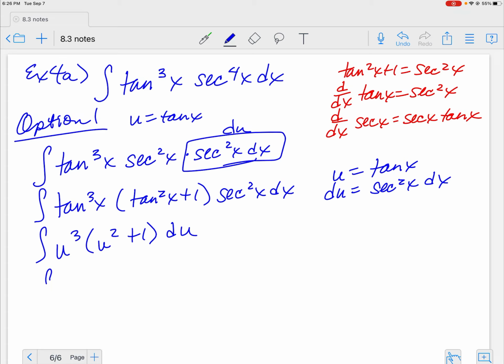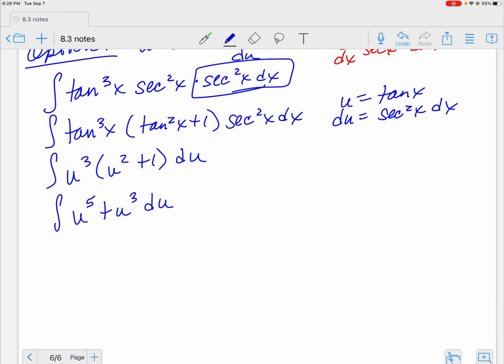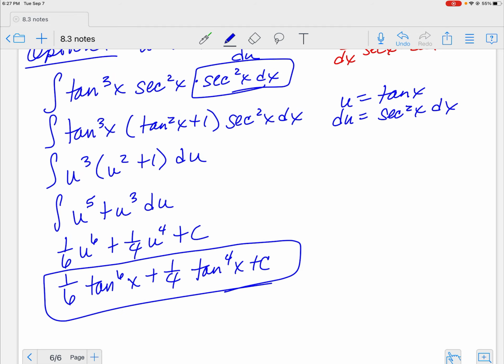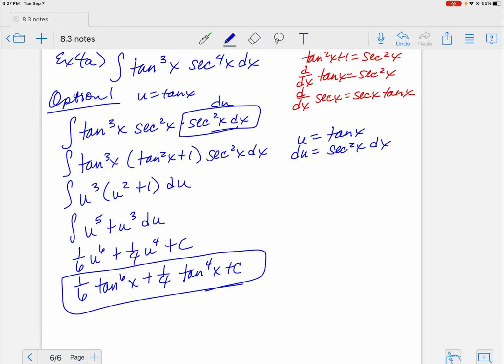You see that? Then you distribute. Like bases, you add the exponents. That's u to the 5th plus u cubed. So I've got 1/6 u to the 6th plus 1/4 u to the 4th plus c. And my u is a tangent. So 1/6 tangent to the 6th x plus 1/4 tangent to the 4th x plus c. There's option number 1.